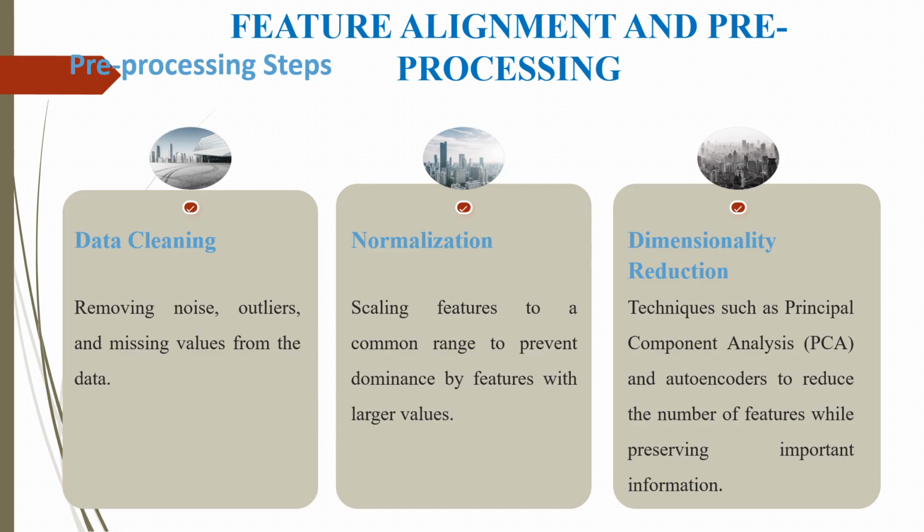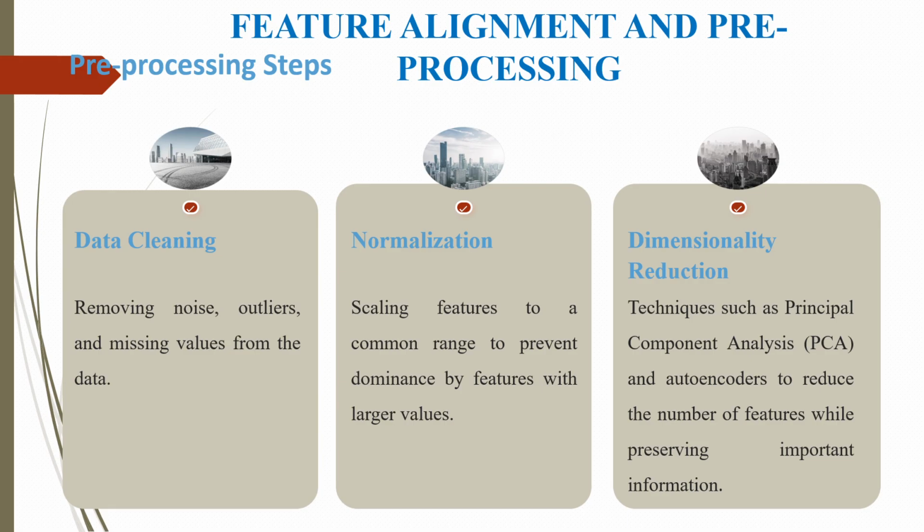It is actually scaling features to a common range to prevent dominance by features with larger values. Sometimes there will be variation between the values. Some values will be very small and some values will be very large. So the AI-based system will find difficulty handling such data, so we need to normalize it.